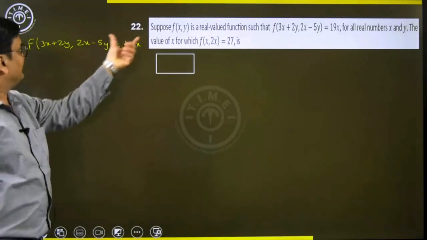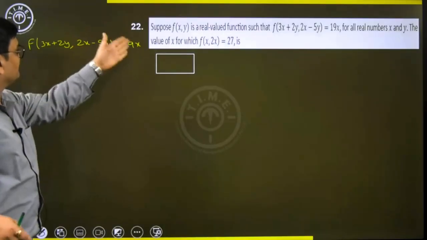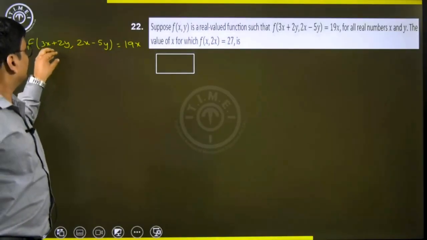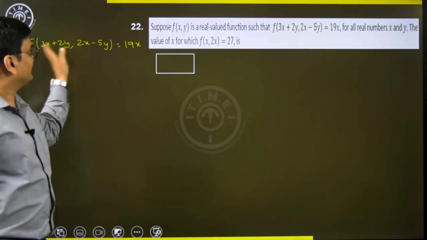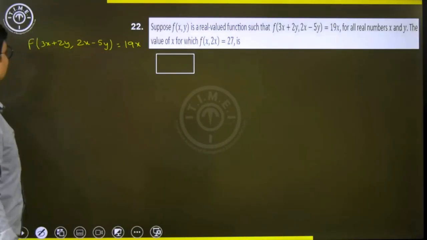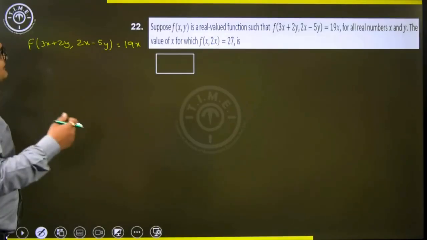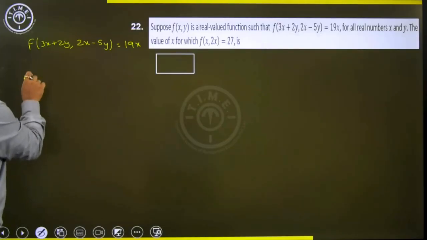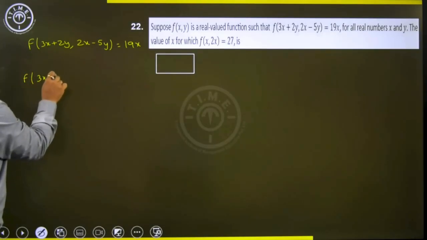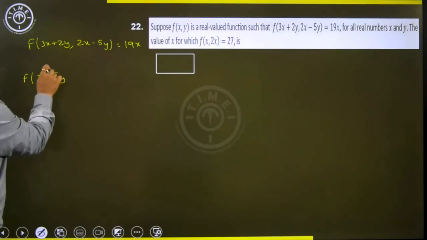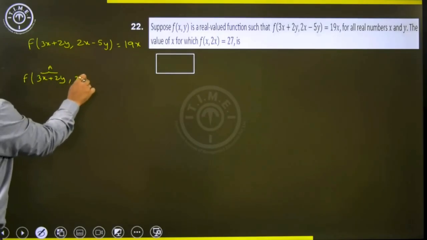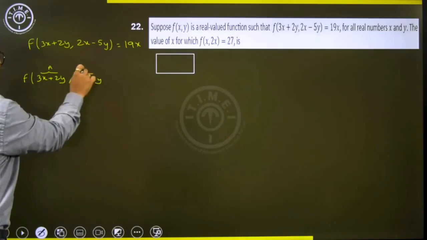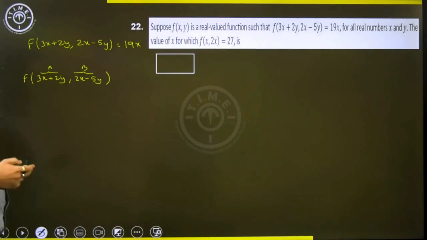And for identifying that, we are given this general output for the function f of 3x plus 2y comma 2x minus 5y. When you do it, you get 19x. So if you notice, my answer is independent of y. So can we think of this as my first term, let's call it A, second term, let's call it B. So f of A comma B, can we think of it?